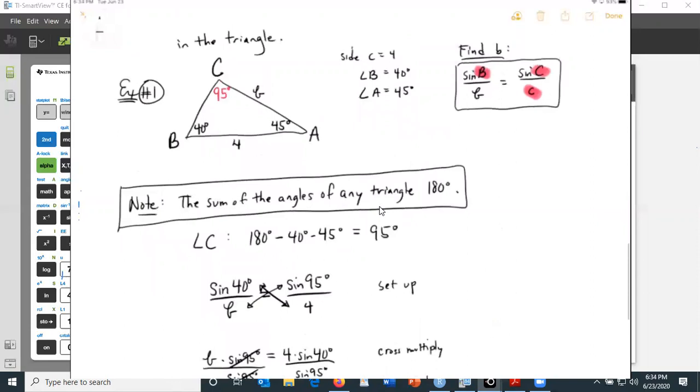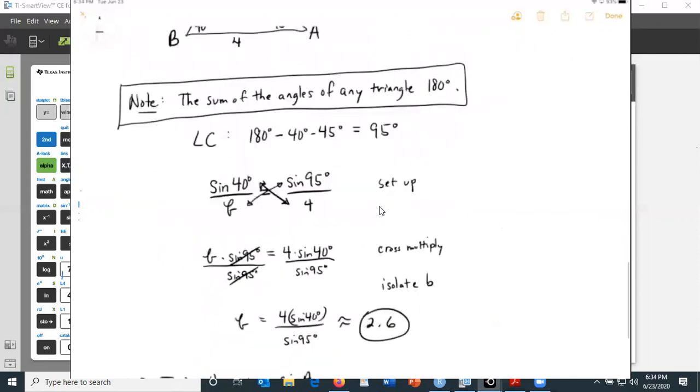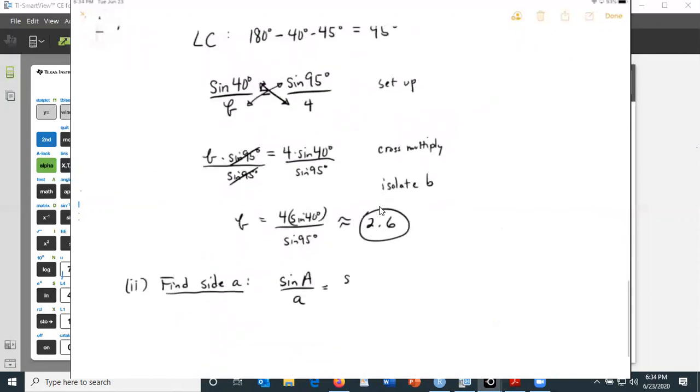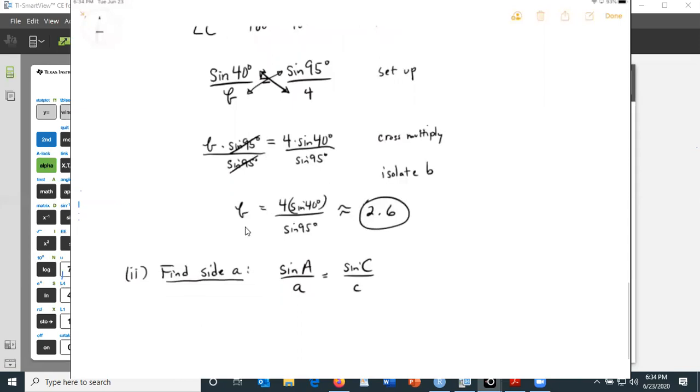So let's see. We know all the C's, so let's use the C's. If we use sine of C over C again, we could do that. We also know the B's, so we could use the B ratio as well. But the only thing I wouldn't like about using the B ratio is that the 2.6 was rounded. It's not an exact answer, so you might have some error in your answers by doing that.